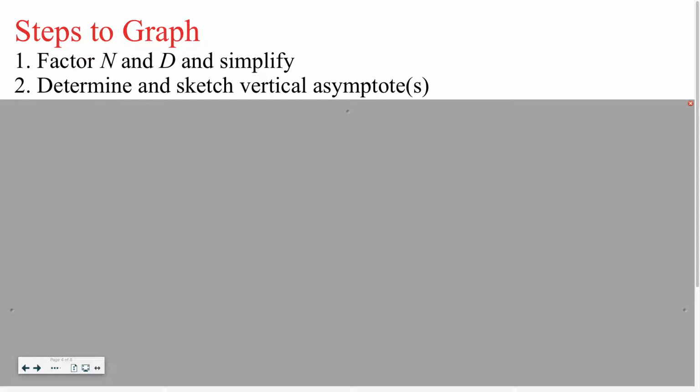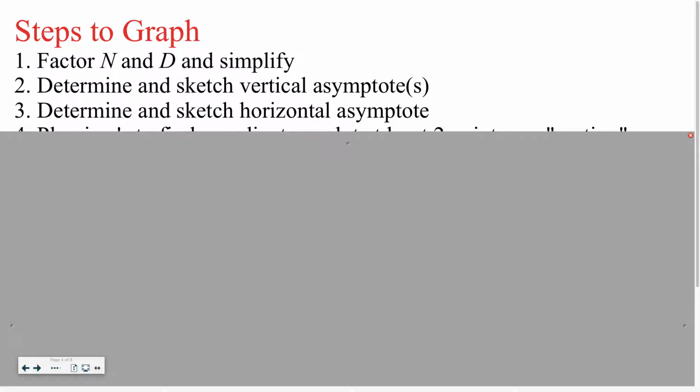So after you factor and potentially simplify, I want you to identify, and I would just write VA for vertical asymptote. Determine and then sketch in your vertical asymptote. Write VA instead of vertical asymptote. It will save time and room on your paper. Okay? Then determine and sketch in your horizontal asymptote, HA. Save some time and room.